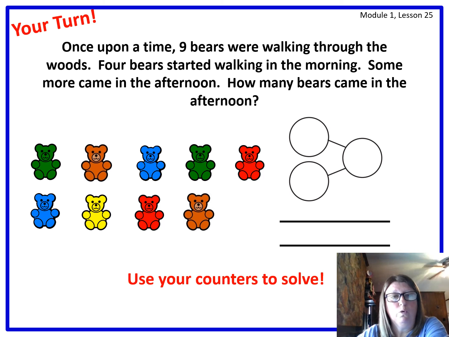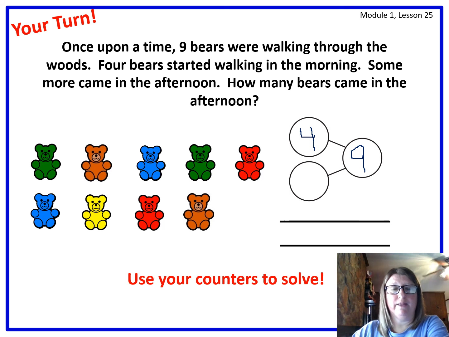All right, one more. Once upon a time, 9 bears were walking through the woods. 4 bears started walking in the morning. Some more came in the afternoon. How many bears came in the afternoon? All right, so 9 is our total. We know that 4 bears started walking in the morning, so we don't know how many came in the afternoon. So let's do 4 plus what equals 9.